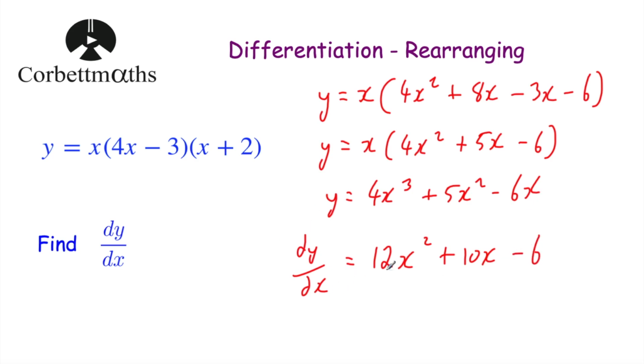And that's it, we've found dy by dx. It's equal to 12x squared plus 10x minus 6. Okay, let's look at our next question.